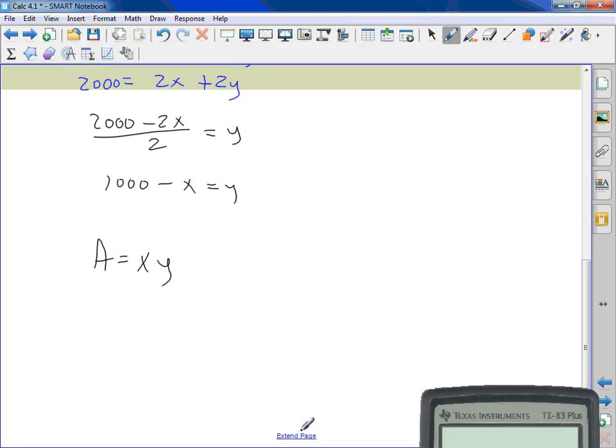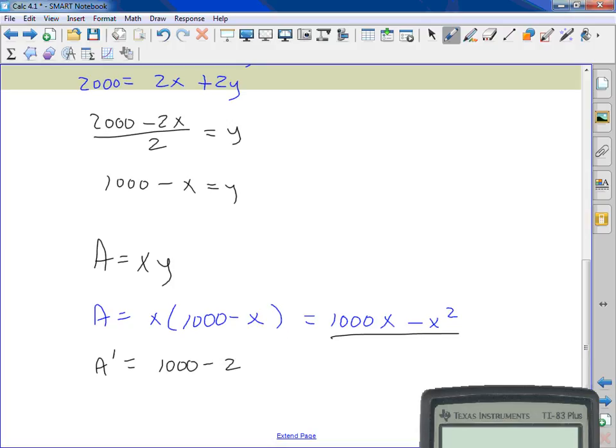All right, the first thing I'm going to do is substitute in. So I have A equals x times 1,000 minus x, which means 1,000x minus x squared. If I put it in now, it saves a lot of problems later. To find an extreme value, I'm going to take the derivative. So the derivative, 1,000 minus 2x. That's my derivative.